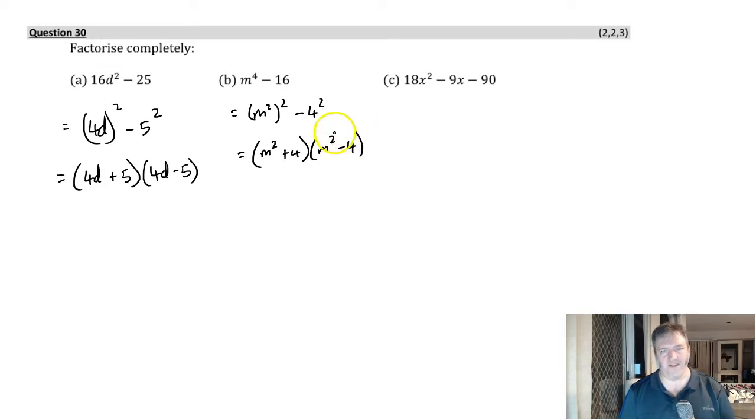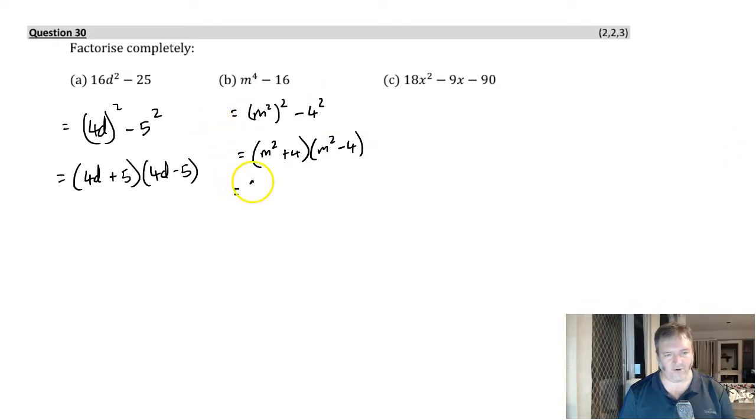And you can see here, this is a nice little trick that's often included in exams. Have a little look. Here we've got m squared plus 4. That's a sum of two squares. There's no rule for the sum of two squares. We can't continue, but look, we've got a second application of the difference of two squares here.